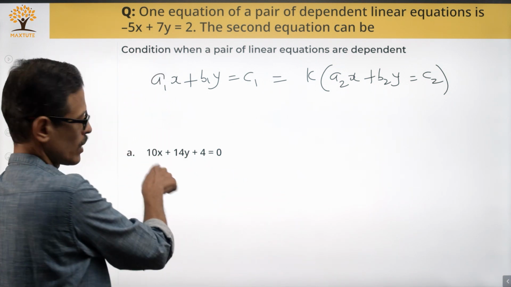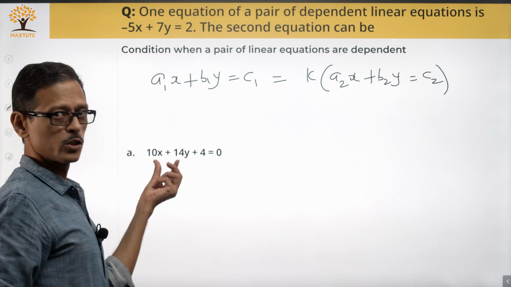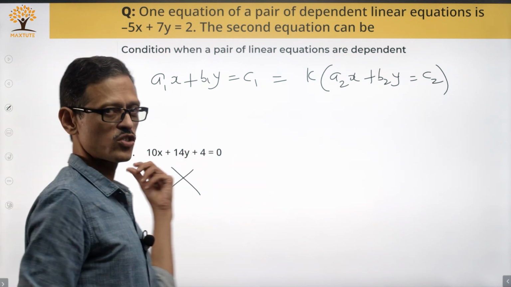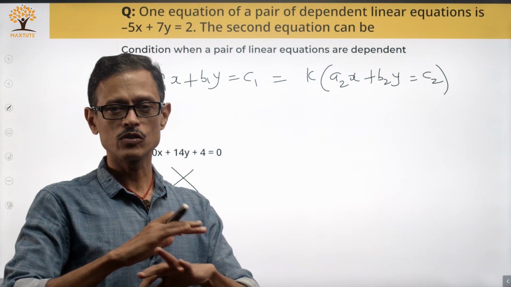Here x and y are on the same side of the equation, their coefficients are both positive, whereas we wanted one to be positive and one to be negative. So let's not even bother about writing it as 2 times something and figuring it out. They are the same sign, so we can eliminate it.